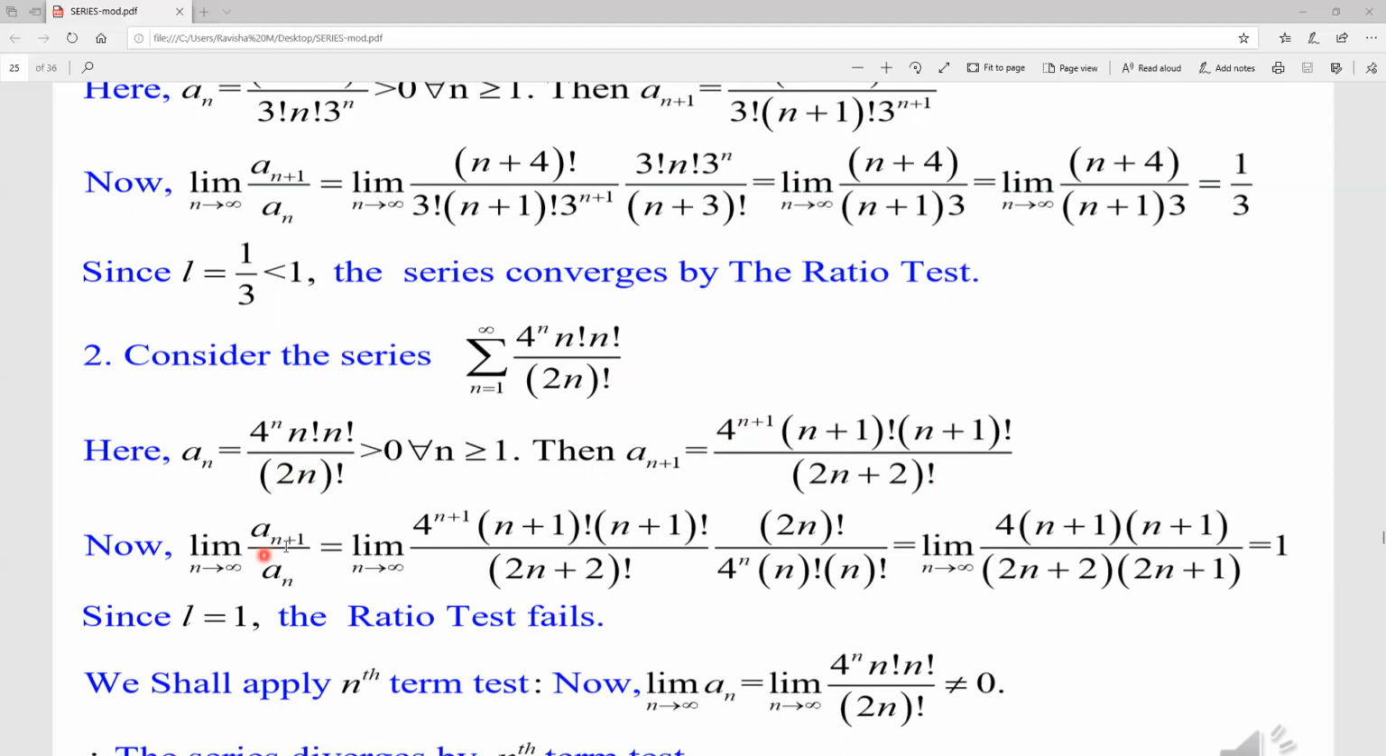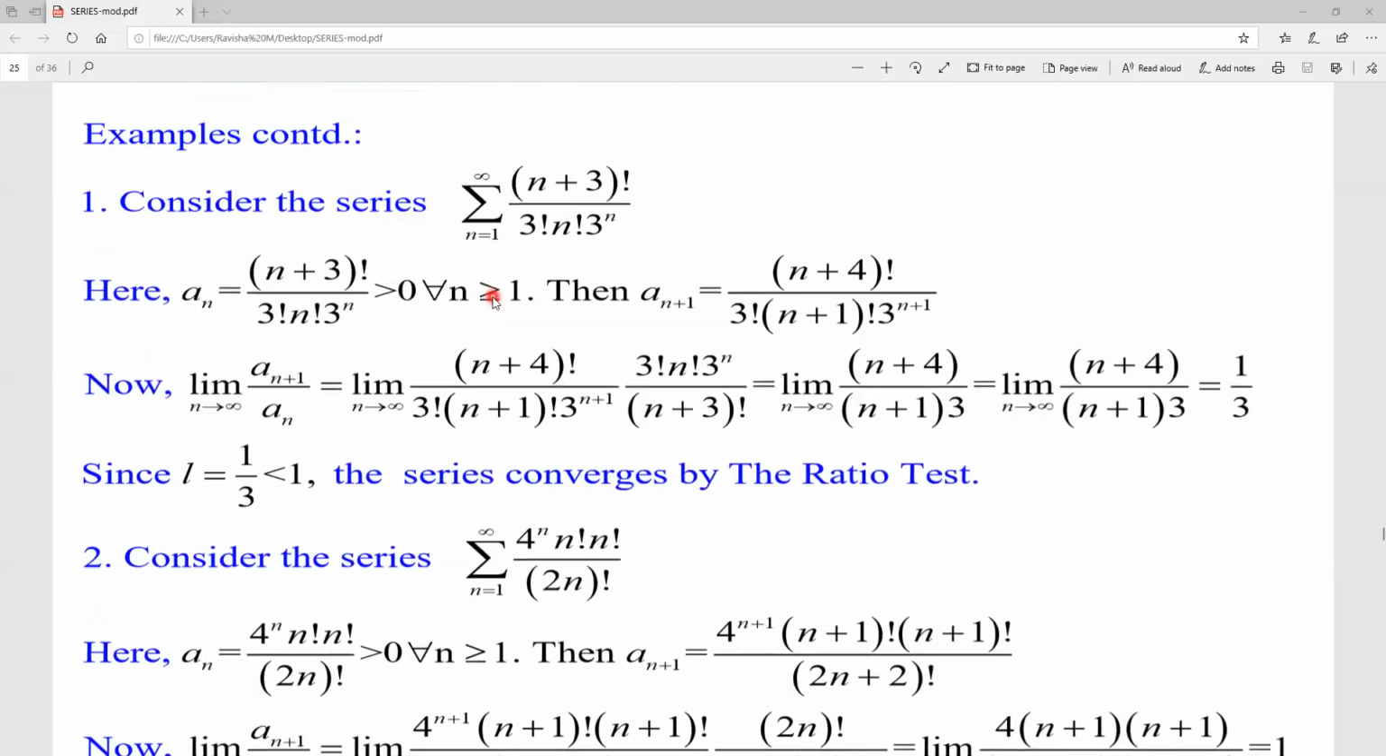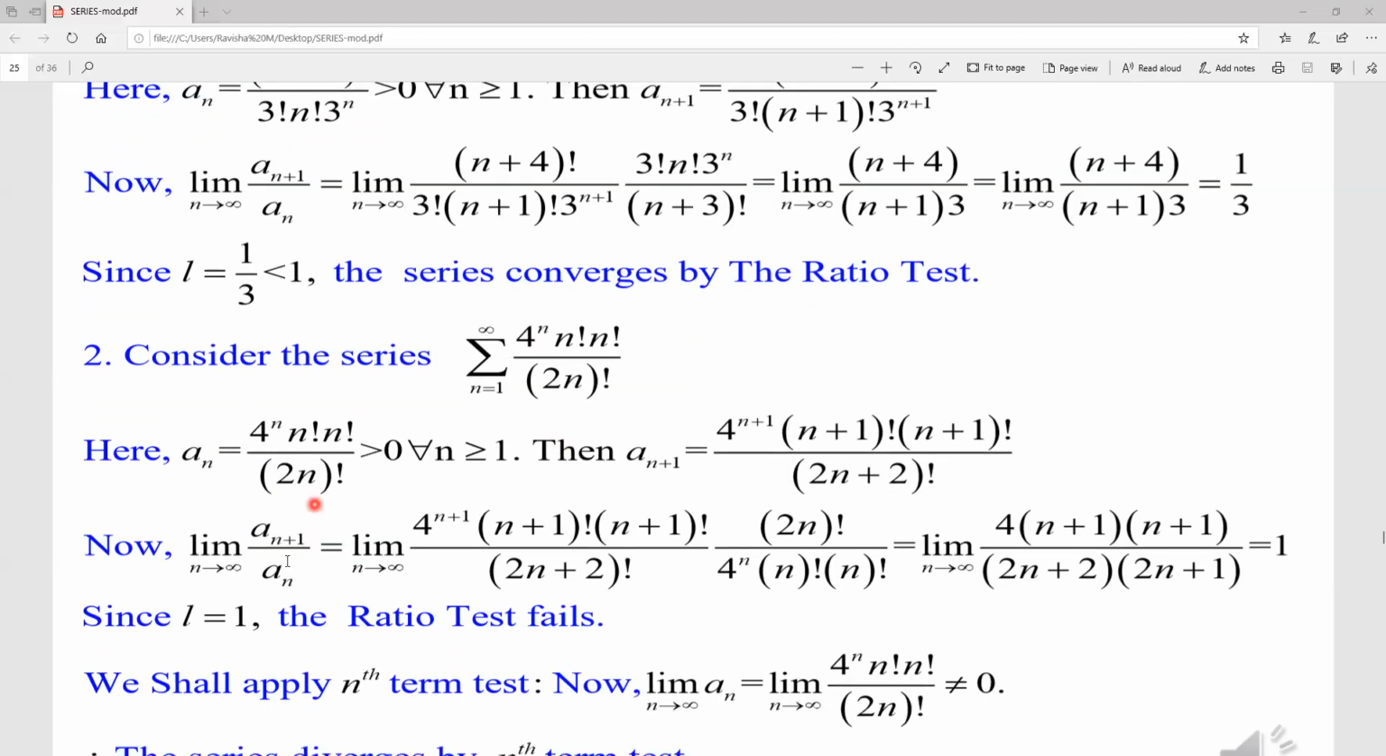Because the series has a factorial, I think the ratio test is appropriate. So I have taken the ratio of the (n plus 1)th term and the nth term. After simplification, we have 4 into (n plus 1) into (n plus 1) by (2n plus 2) into (2n plus 1). How did I get here? (n plus 1) factorial can be written as n plus 1 into n factorial, and n factorial cancels, leaving n plus 1. Here (n plus 1) factorial again can be written as n plus 1 into n factorial.